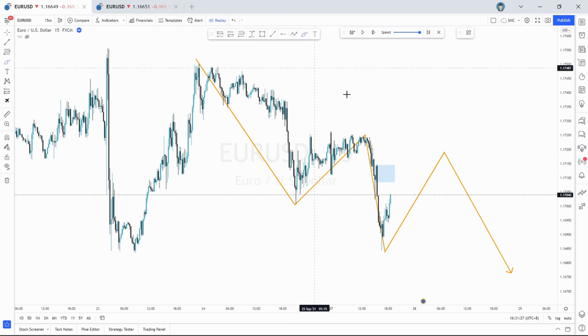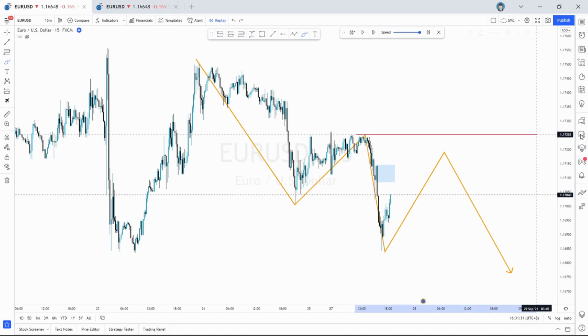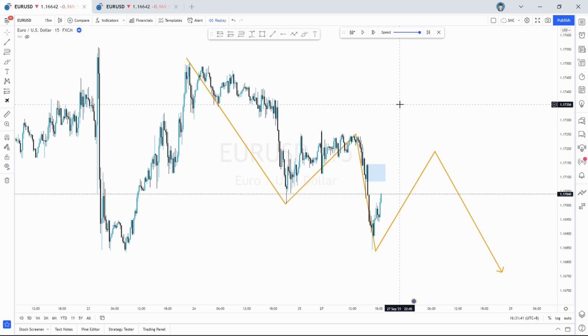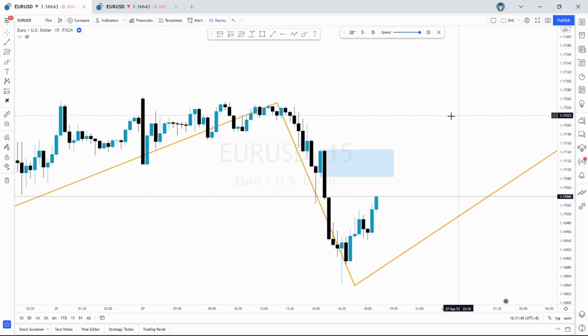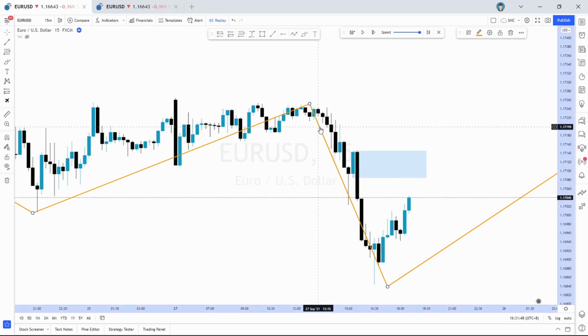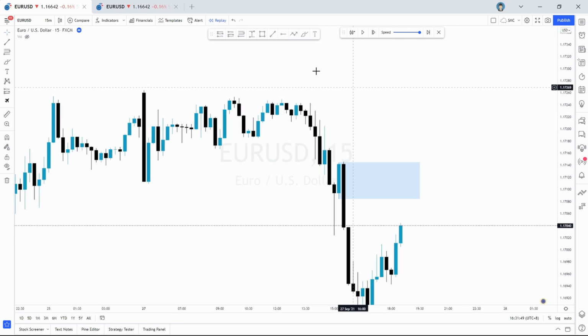So what we have to do is look for zones below, not above, this lower high, since we're expecting price to create a lower high. So we look for zones below the previous or current lower high that we can trade from. What we do is look for order blocks. We see order blocks. Let's just erase that.